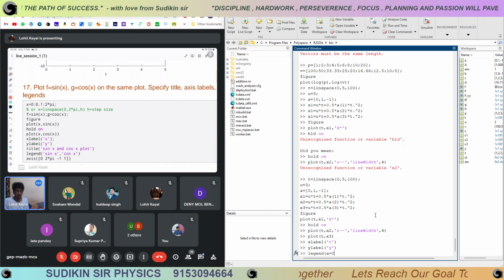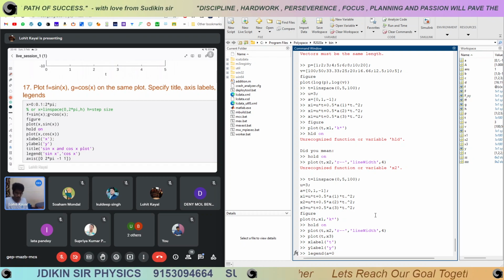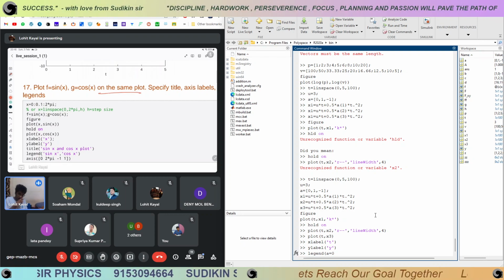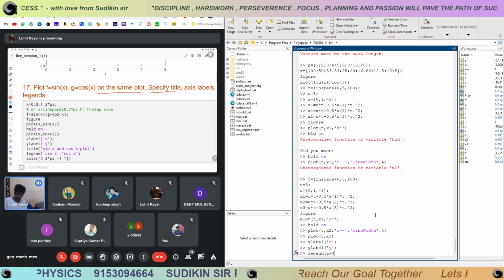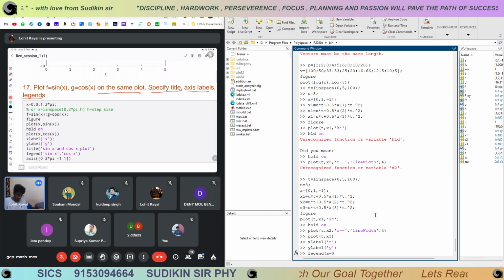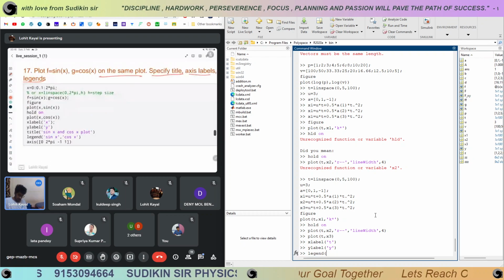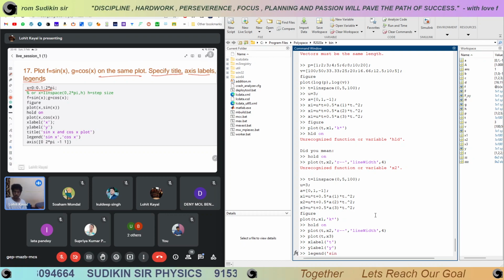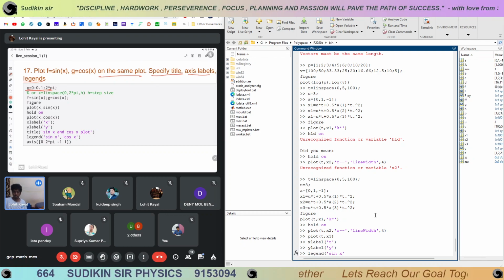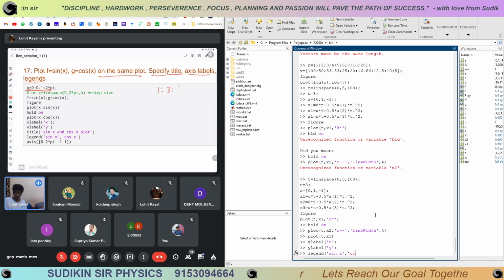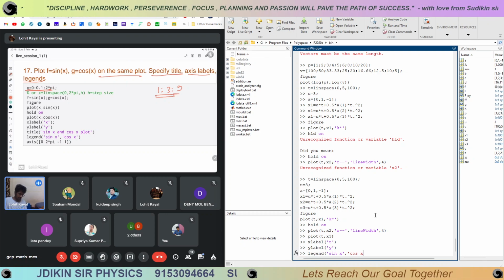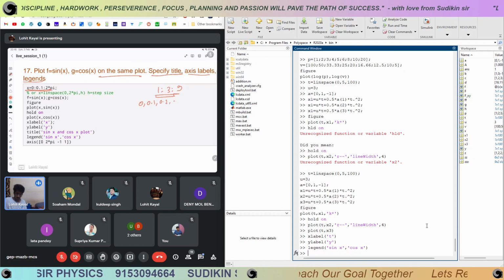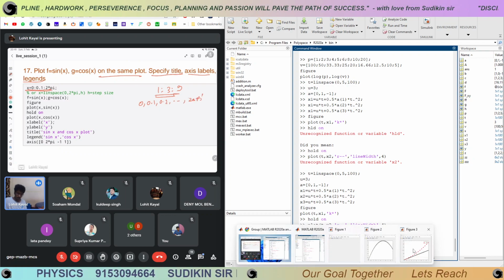Now plot f equal to sine x, g equal to cos x on the same plot. We already know how we can do that. On the same plot, specify title, axis labels, and legends. So here I am using x equal to 0 to 0.1 to 2 pi. In the third question, something like that was there. This is the same thing, 0 to 0.1 to 2 pi. That means 0, 0.1, 0.2 up to 2 pi. It will consider this value.